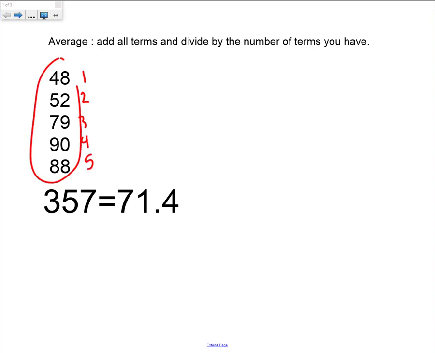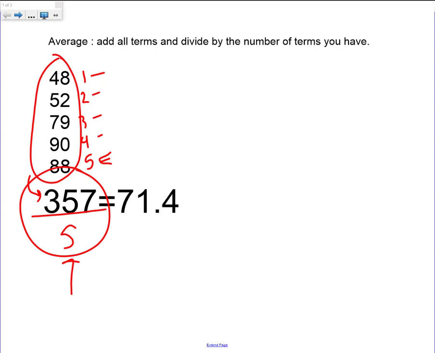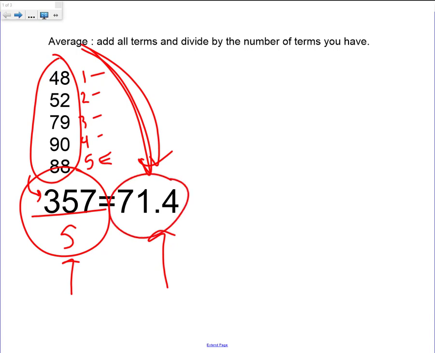I'm going to add these numbers up, and I find that that number is 357. And I took 357 and divided it by 5 because there are 1, 2, 3, 4, 5 grades. So I'm going to divide it by the number of grades that there are. In my calculator, I did 357 divided by 5, and I found that the average is 71.4. So this is the average for that category.